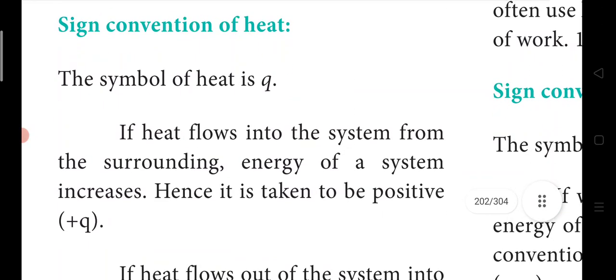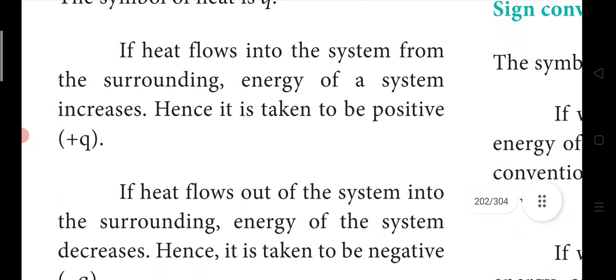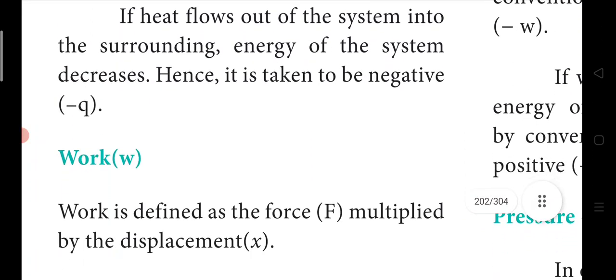Sign convention of heat. The symbol of heat is Q. The heat flows into a system from the surroundings, so the energy of the system increases. If it comes from outside to us, energy increases. If it goes from us to outside, heat decreases, so it is a negative sign.